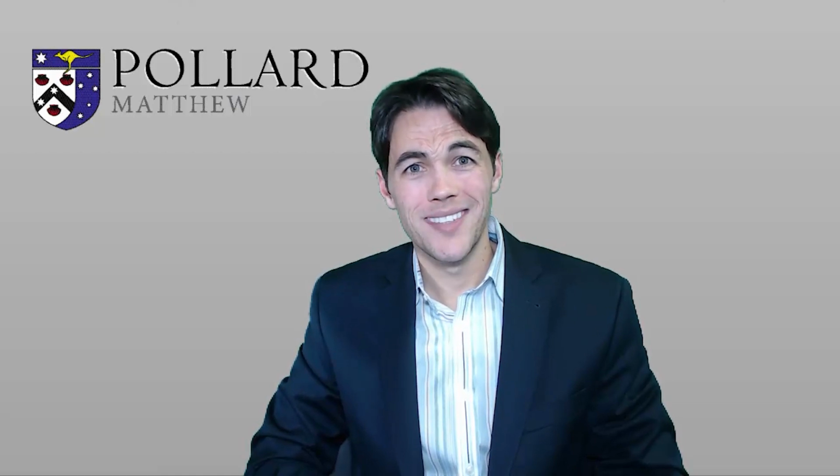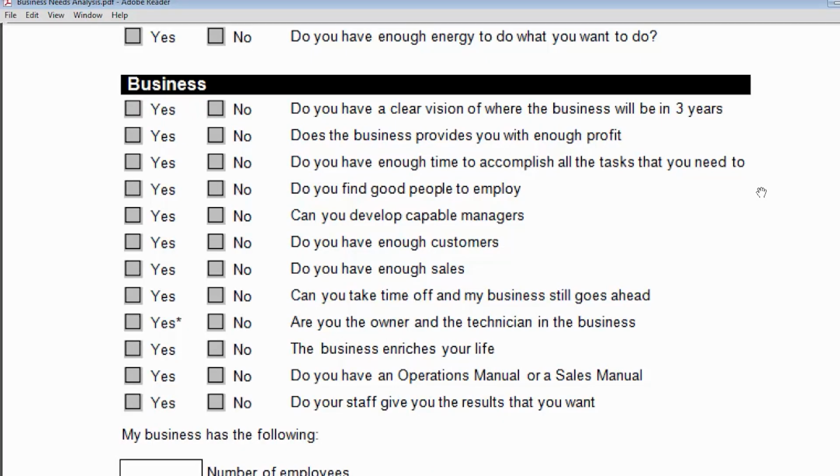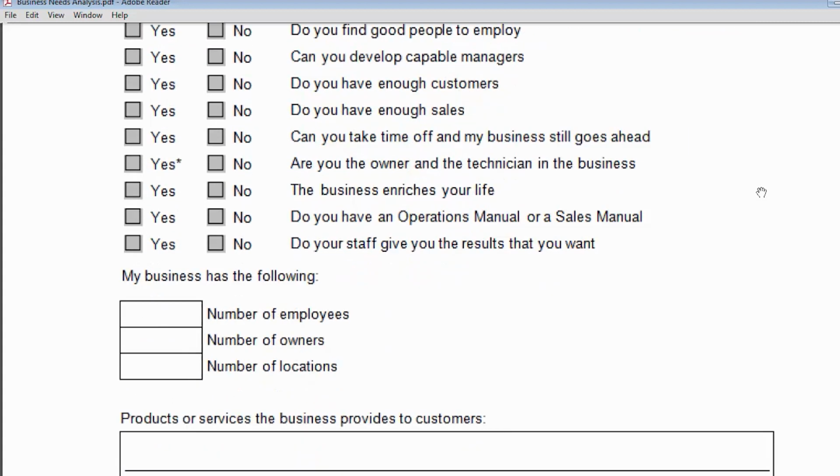So let's now talk about the next part and we'll scroll down to this. And this is, my business has the following. And this is just a data collecting exercise. How many employees, number of owners, number of locations. You want to get an idea of the size of the business and what you're dealing with. This will just help you coach them in the future.